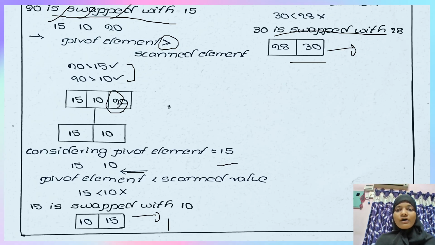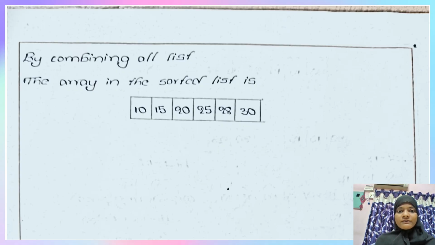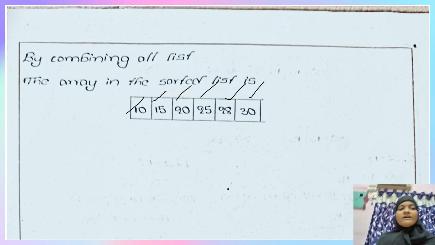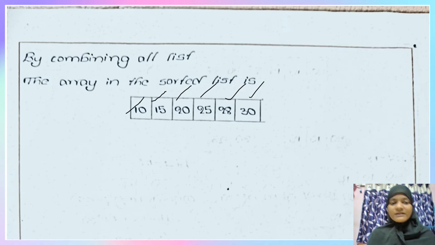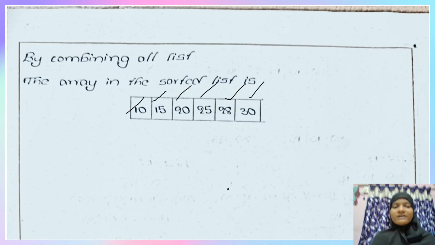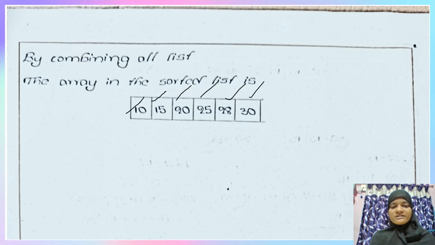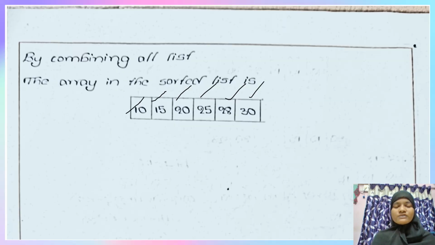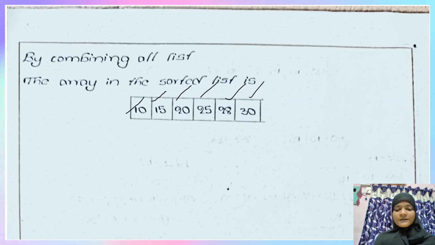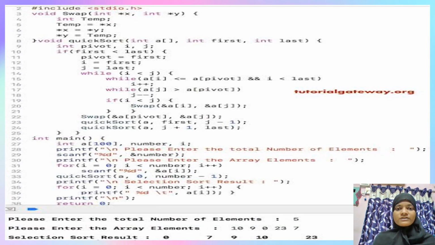After combining all these sublists, we get the array in sorted order, which is 10, 15, 20, 25, 28 and 30. Now the array is sorted. Like this, we sort the given list in ascending order using quicksort by taking the pivot element. The code of the quicksort is mentioned. Here we need to learn the code of the quicksort.